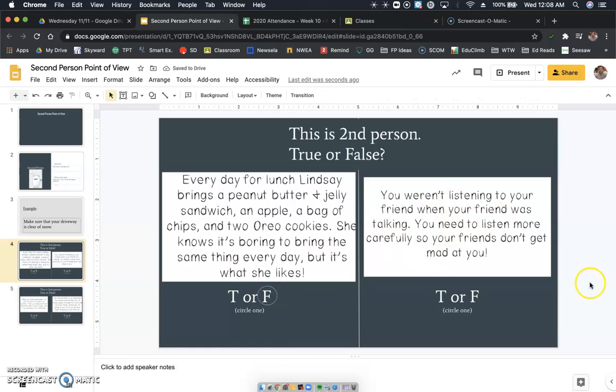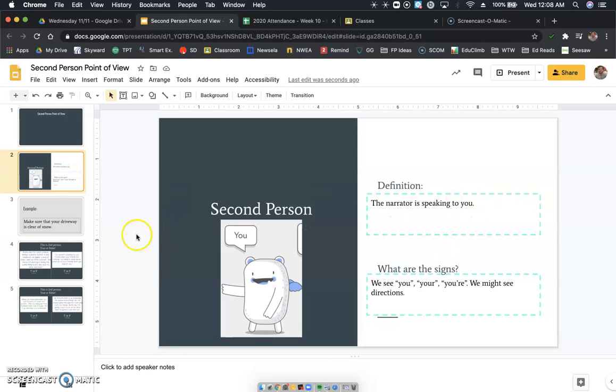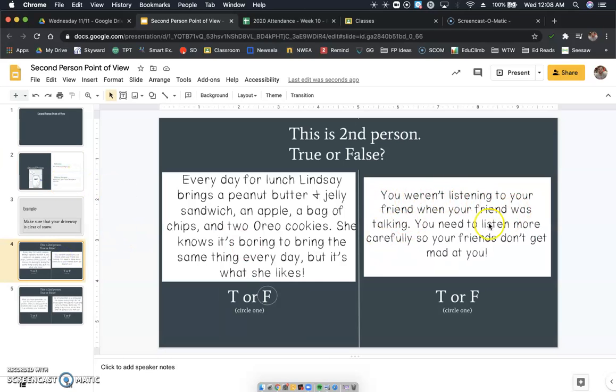Let's look at the next one. You weren't listening to your friend when your friend was talking. You need to listen more carefully so your friends don't get mad at you. I'm sure everybody has heard their parents say something like this before. So the first thing we need to think about: the person who wrote this, the person who is talking, are they talking directly to us? It sounds like yes, right? They're speaking directly to us. Maybe they're trying to teach us a lesson about our friend.